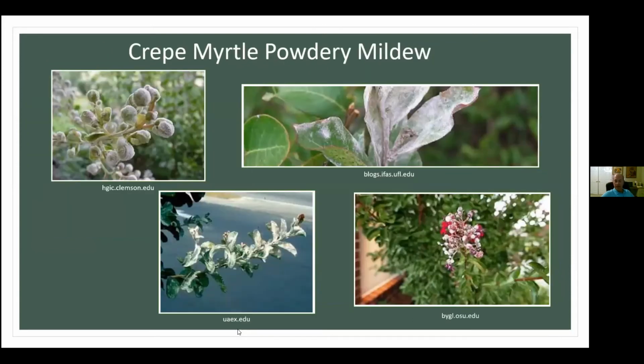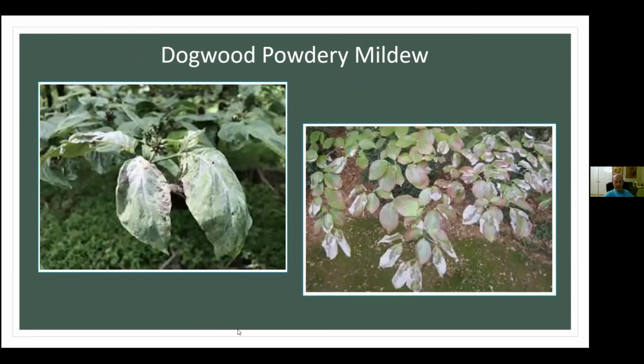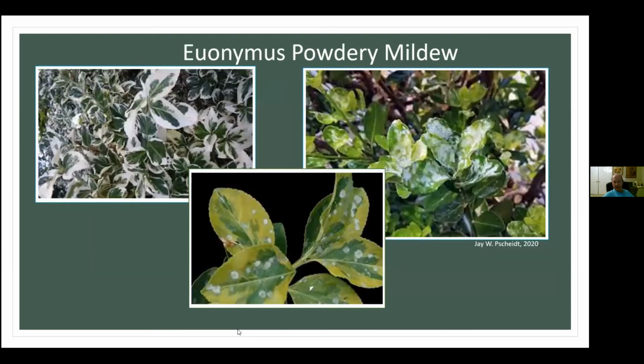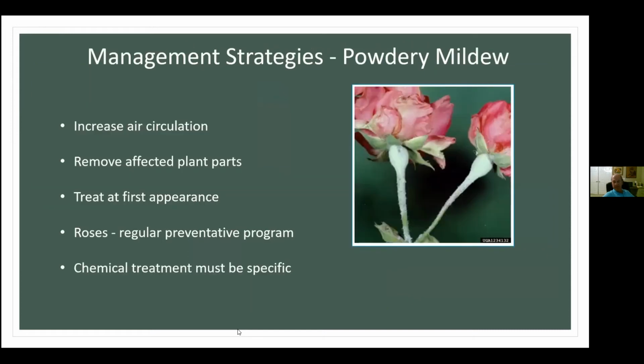Flowers, buds, leaves, and stems may be infected and distorted on crepe myrtles. Another example shown in this slide is a fungus on dogwood leaves, powdery mildew. Varieties of euonymus may be infected with powdery mildew. Management strategies include increasing air circulation and pruning with plant spacing to help reduce humidity.